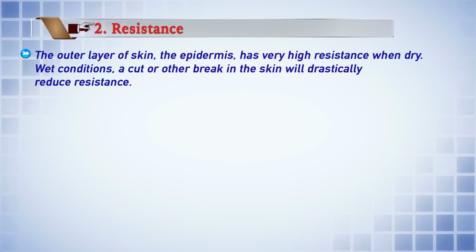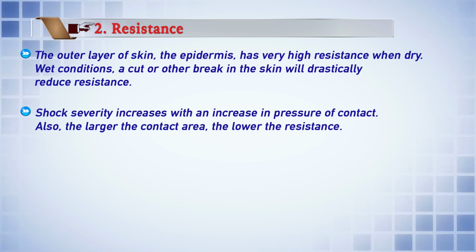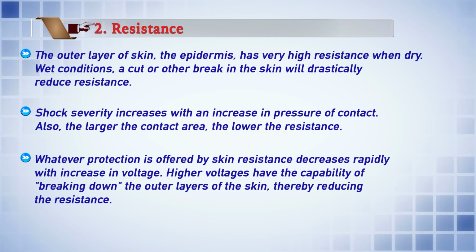The outer layer of skin, the epidermis, has very high resistance when dry. Wet conditions, a cut or other break in the skin will drastically reduce the resistance. Shock severity increases with an increase in pressure of contact. Also, the larger the contact area, the lower the resistance. Whatever protection is offered by the skin, resistance decreases rapidly with increase in voltage. Higher voltages have the capability of breaking down the outer layer of skin, thereby reducing the resistance.